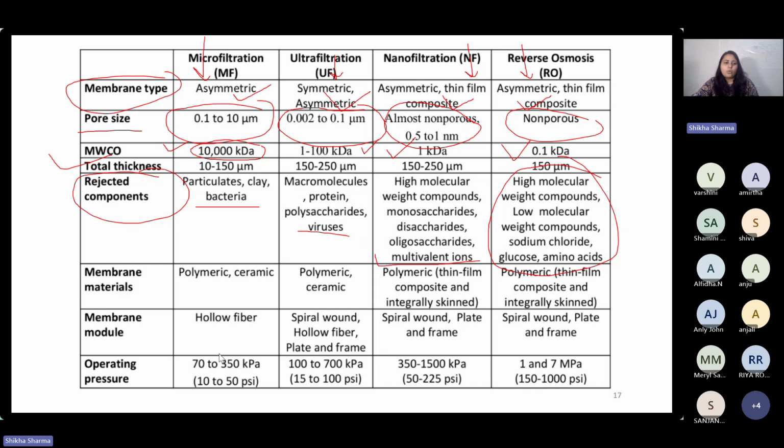And if we see the operating pressure, in microfiltration it is smaller, then in ultrafiltration it is more, and in nanofiltration it is even more. And in reverse osmosis, it is even more.